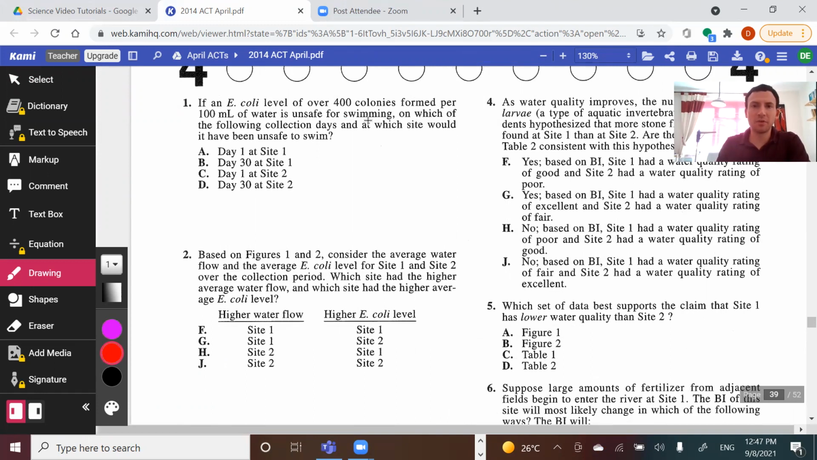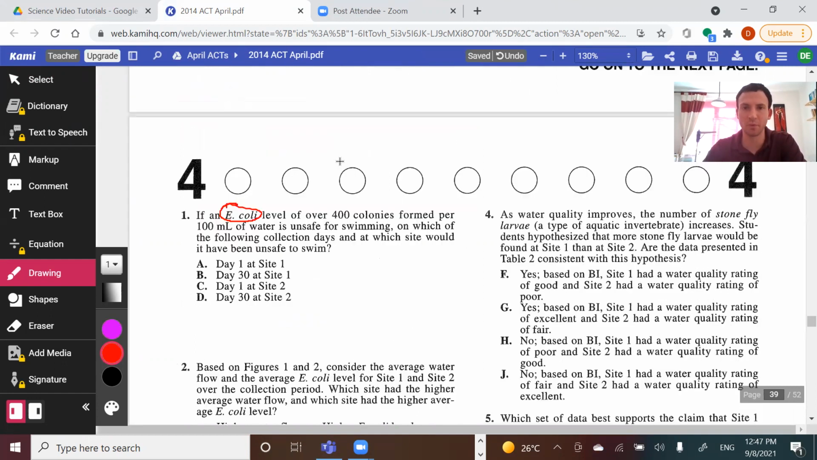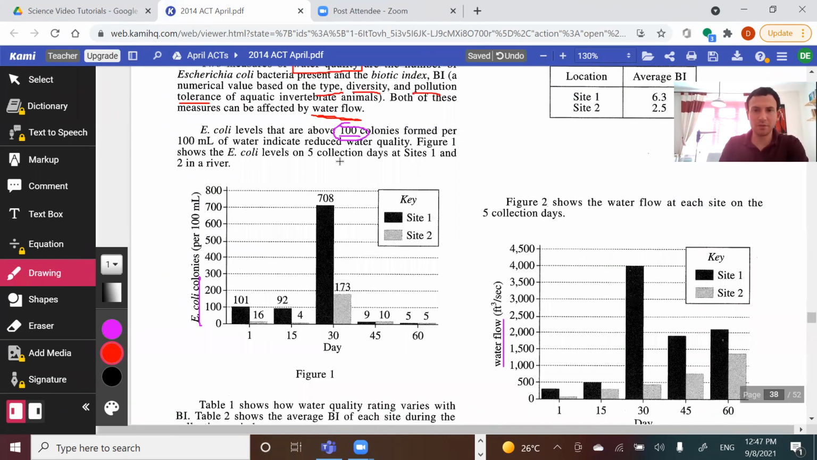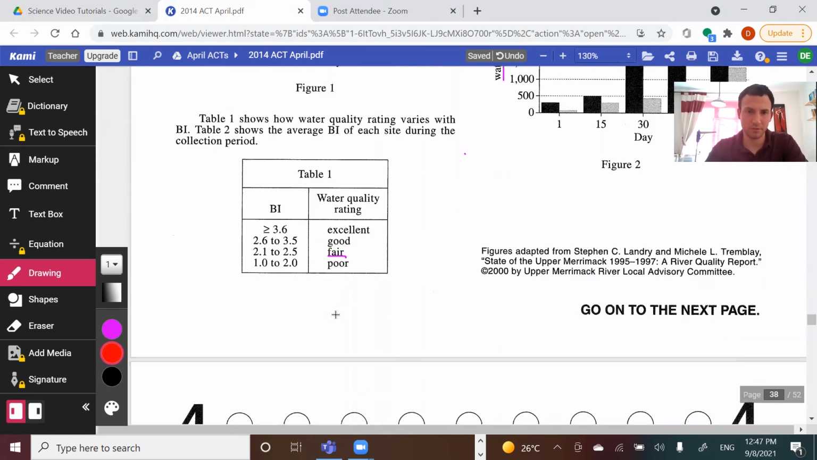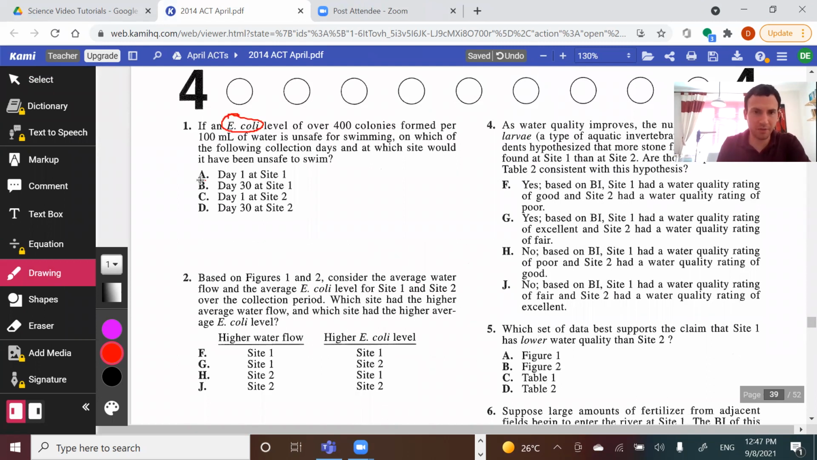So if an E. coli level of over 400 colonies formed per 100 milliliters of water is unsafe for swimming, on which of the following collection days and at which site would it have been unsafe to swim? So we just really want to quickly see, we can go one by one on these, or we can just quickly look at E. coli. We know that we're looking at figure 1, and we can just look at where it's above 400. So if we go to figure 1, the only day above 400 and way above 400 is day 30 at site 1. So day 30, site 1, that's when it would be unsafe to swim because it's well above 400.